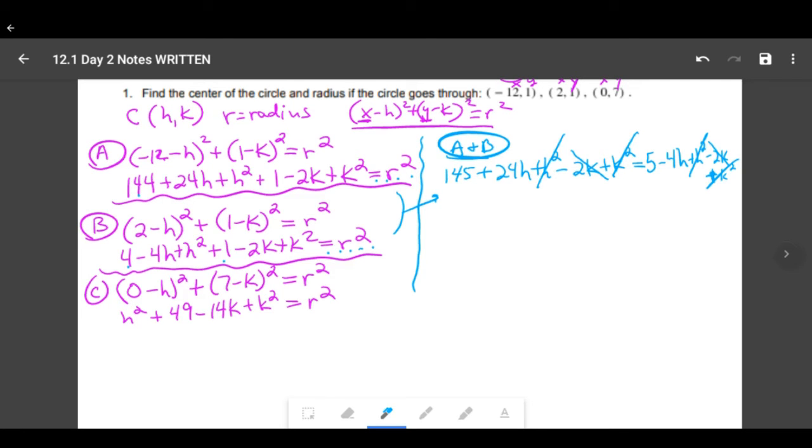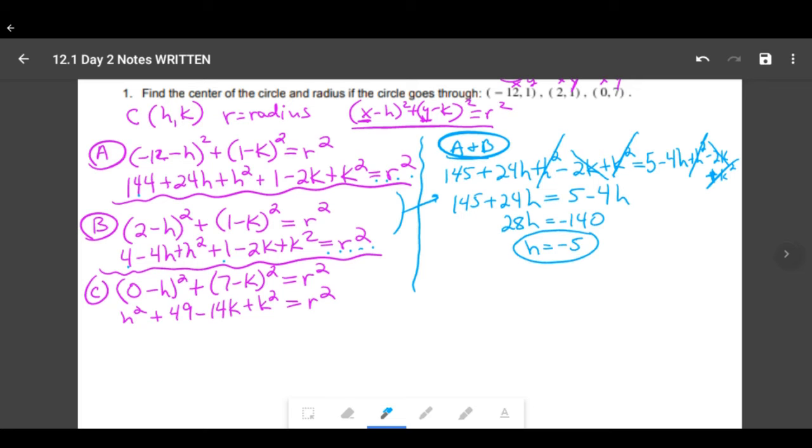So ultimately, this reduces to 145 plus 24h equals 5 minus 4h. And what I can do is I can now add the 4h over to get 28h, because all I have is h's left, right, and numbers. Subtract the 145 and get negative 140. And if I divide and solve, I just get that h is negative 5. And what that just tells me is that the x coordinate of the center is negative 5. So h is negative 5. That gives me the x coordinate.